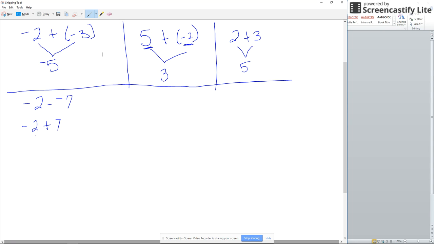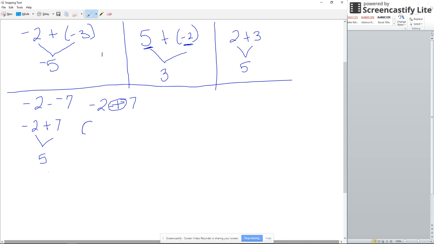So my signs are different. I'm going to subtract and take the sign of the larger absolute value. In this case, the 7 has the larger absolute value. Another way you can think of these double negatives, when you see them side by side like that, you can just draw a circle around them and turn them into a positive. Okay? Let's look at this subtraction with counter chips.